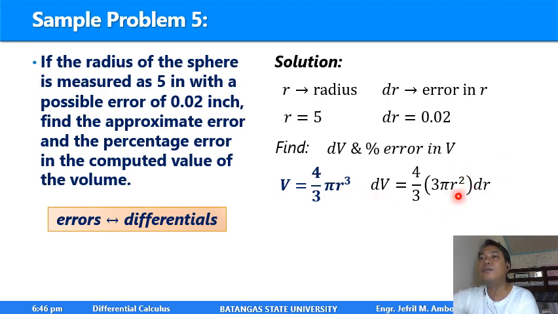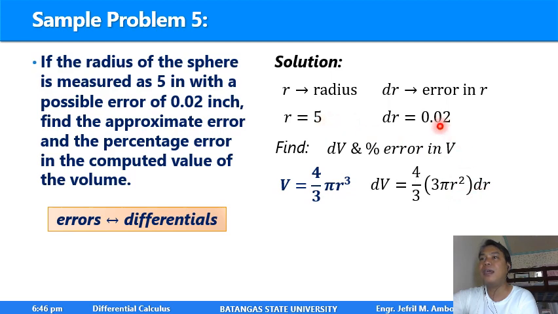Now, after getting the differentials, you substitute the givens. Do we know dV? Actually, no, because that is what we are looking for. Do we know r? Yes, that's fine. How about dr? The dr is 0.02. So, we just substitute here. 5 squared is 25.